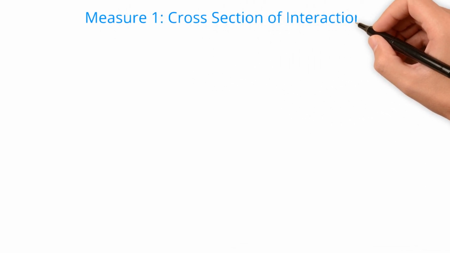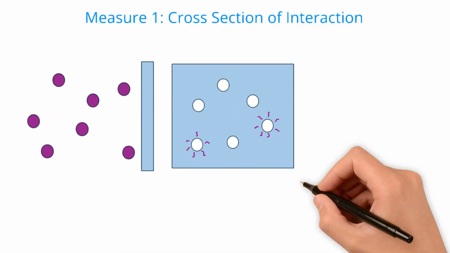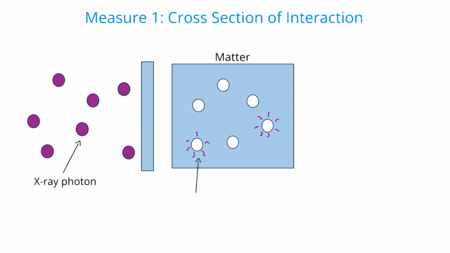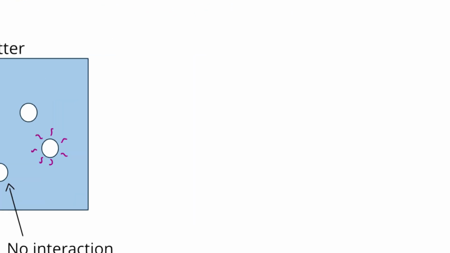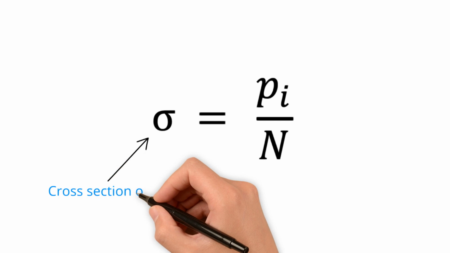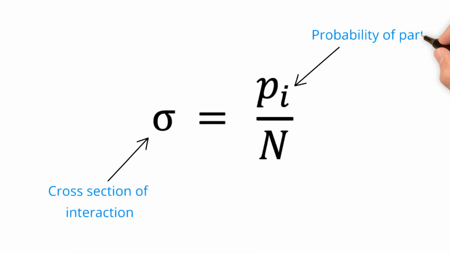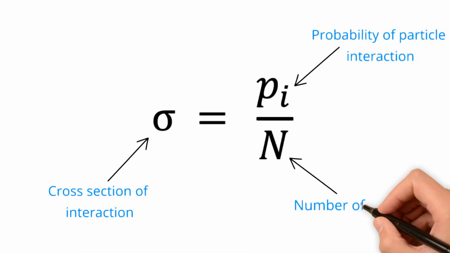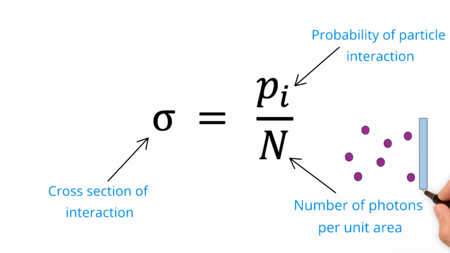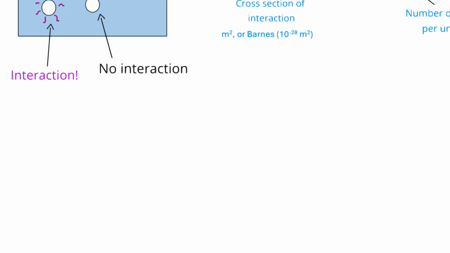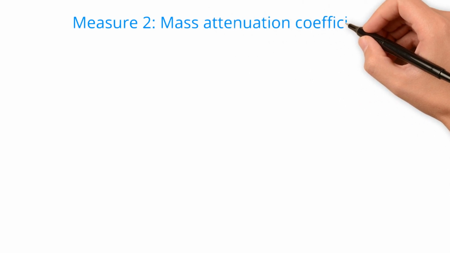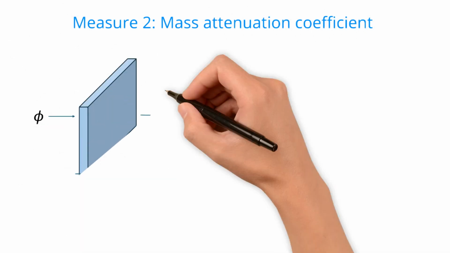Let's firstly discuss the cross-section of interaction. When photons pass through a material, some will interact with the matter present and some will not. The cross-section is defined as the probability of one photon interacting divided by the number of them passing a material per unit area. It is measured in meters squared, or more commonly barns, which is 10 to the minus 28 meters squared. Let's now discuss the second measure, which is mass attenuation coefficient.